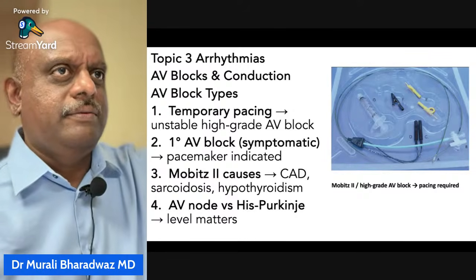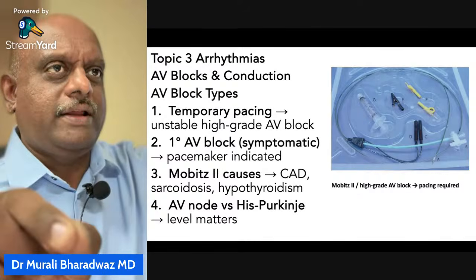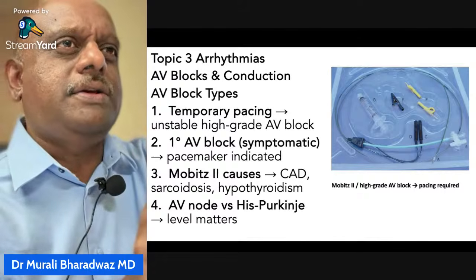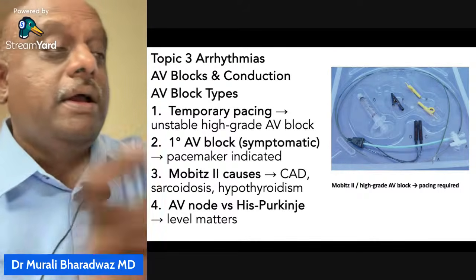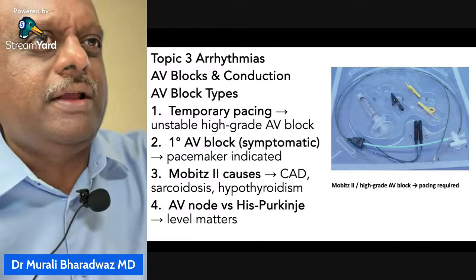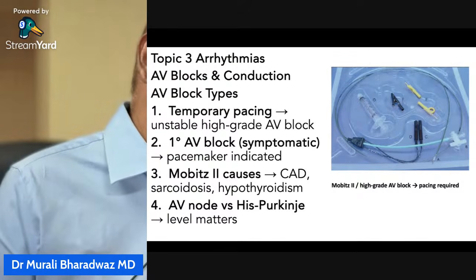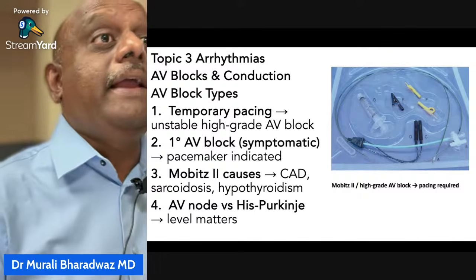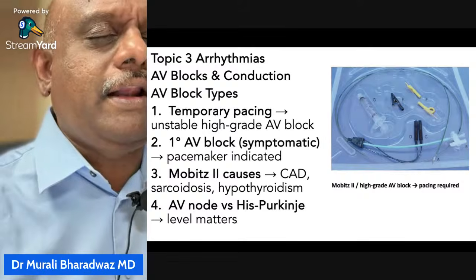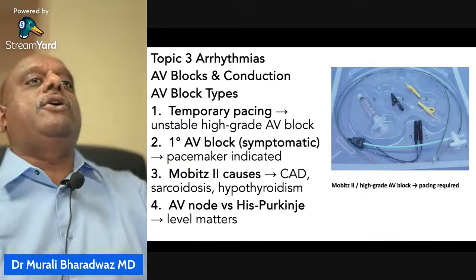Then what is Mobitz type 1 and type 2 block? There is a P wave, PR interval, QRS. P wave, slightly prolonged PR interval, then QRS. P wave, more prolonged PR interval, QRS. Then P wave, and there is no QRS. That's called Wenckebach phenomenon. Serial prolongation of the PR interval and then dropping of the QRS is called Wenckebach phenomenon.